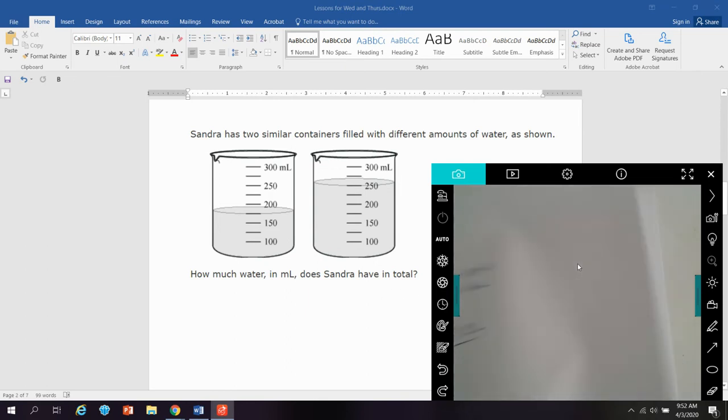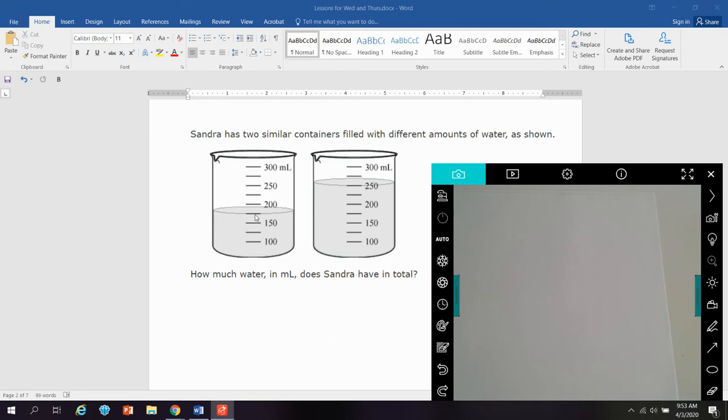All right, this time it says, Sandra has 2 similar containers filled with different amounts of water as shown. How much water in milliliters does Sandra have in total? All right, in total, that's asking me to combine, to join these 2 together, which means I'm going to do what operation? I'm going to add. So I know I'm going to be adding these 2 measurements of volume.